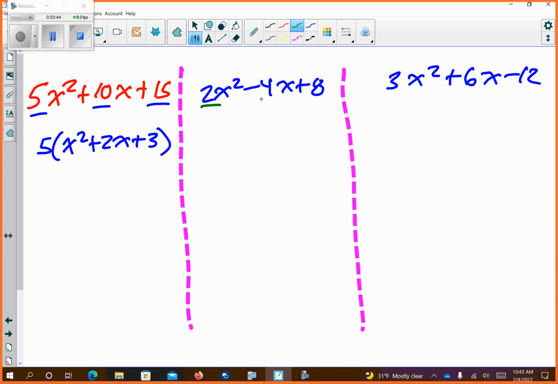What'd you factor out of all 3? 2. Leaves behind an x squared minus 2x plus 4. You're done. Okay? This one will be to try later. Okay? Give you practice. Can I move on?